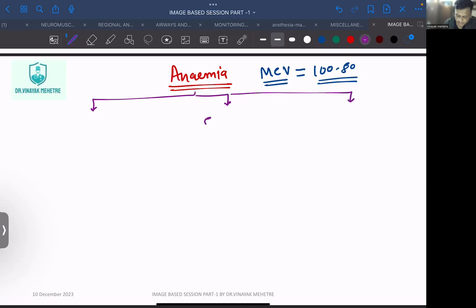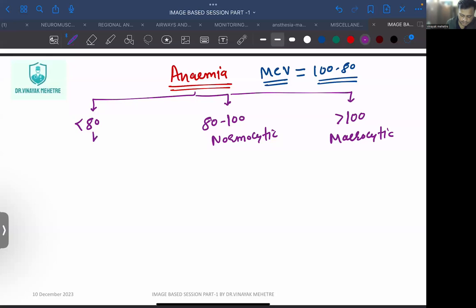So if it is in 80 to 100, normocytic, right? If the cell size is big, that means MCV is more, more than 100. We will call it macrocytic, correct? And if it is less than 80, we will call it microcytic anemia. What are the examples of microcytic anemia?